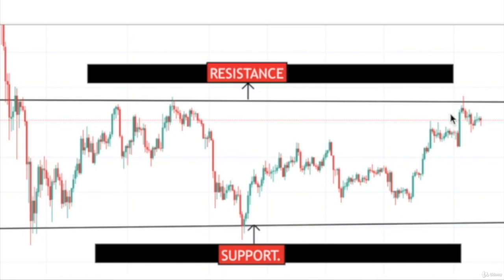Same goes for the support. If the support is broken, it means it has turned into resistance. The price will break this zone to make this a support. This was a hypothetical example. Let's go to live charts and find some support and resistance on multiple pairs.